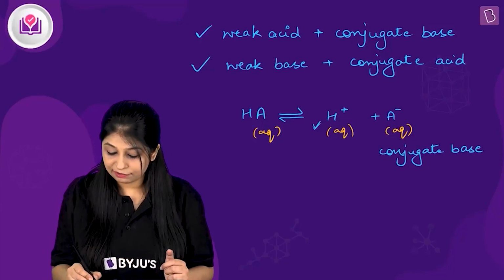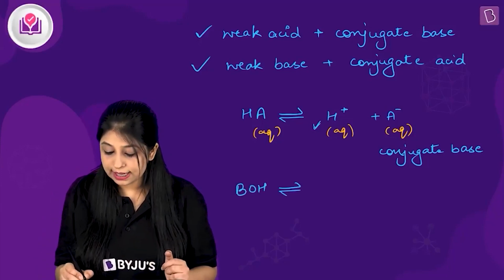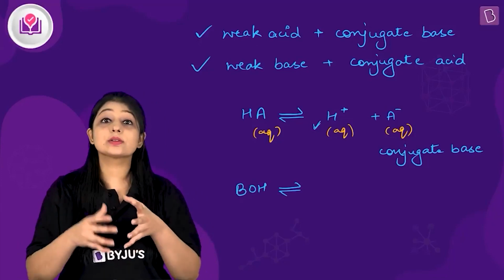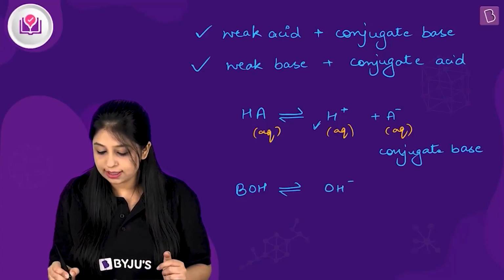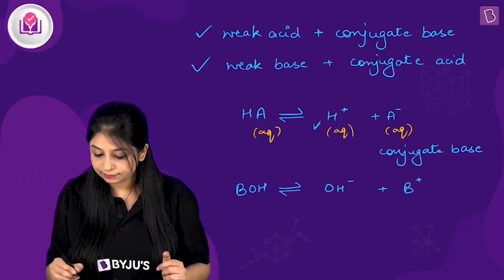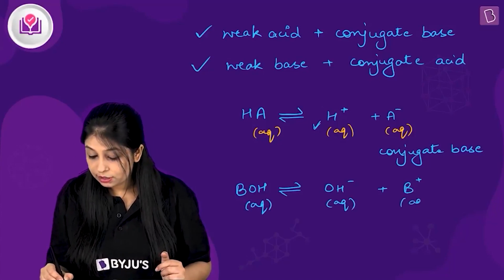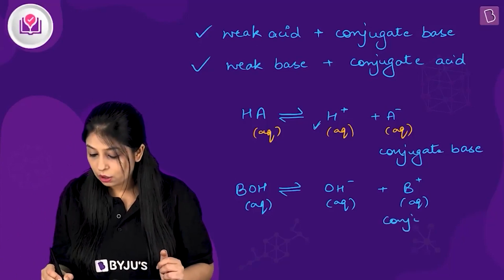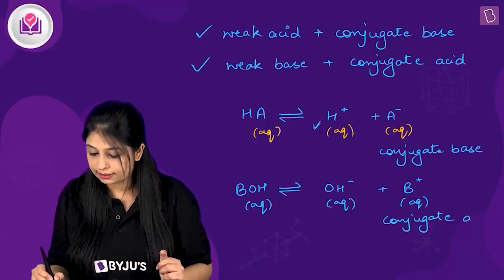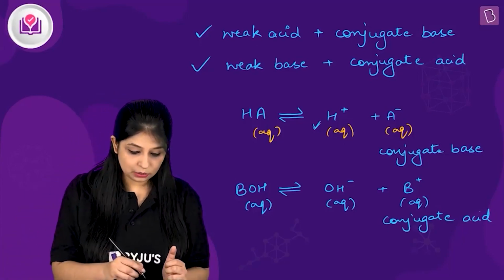Similarly, what would be a conjugate acid? Let's say we have BOH, a weak base. Partial dissociation would happen, and we'll get OH- ions plus B+, all in aqueous medium. So here the positive part, the B+, is called the conjugate acid.